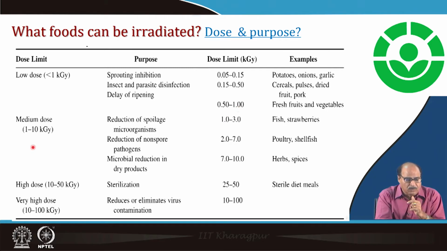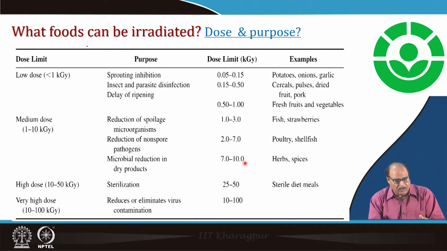Then a medium dose, considered 1 to 10 kilogray, is used for reduction of non-spore pathogens, or even microbial reduction in dry products like herbs and spices, in the range of 7 to 10 kilogray. And a high dose, about 10 to 50 kilogray, is used for sterilization of army diet rations, etc., where one wants a longer shelf life.